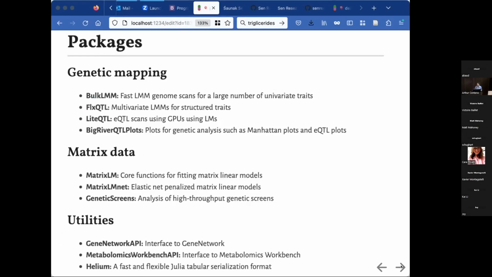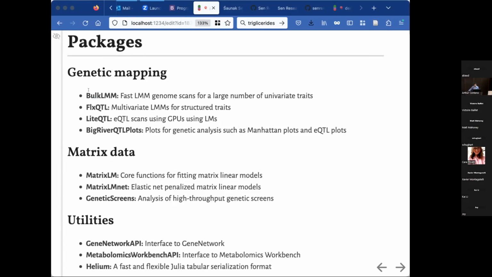This is basically an ad for all the packages that we have written in the past 6-7 years. The active packages that we have are in one of 3 categories: genetic mapping, matrix value data, and utilities. I would say they're all related, and in general are dealing with large amounts of matrix value data in genetically variant populations.